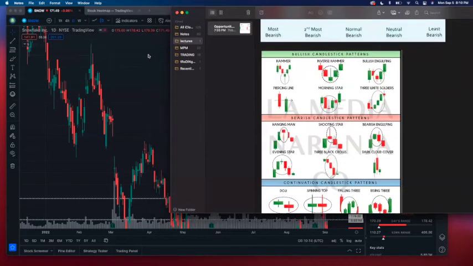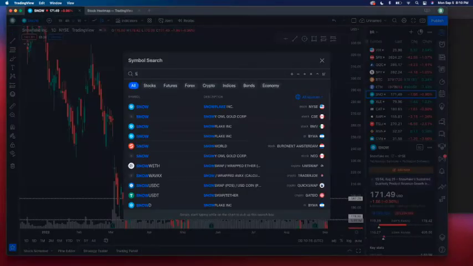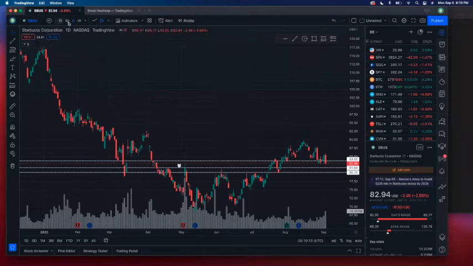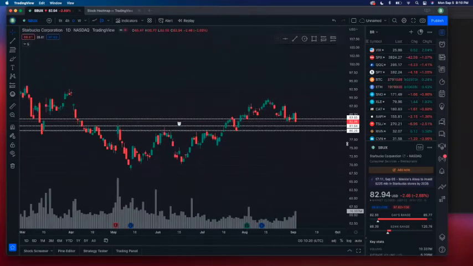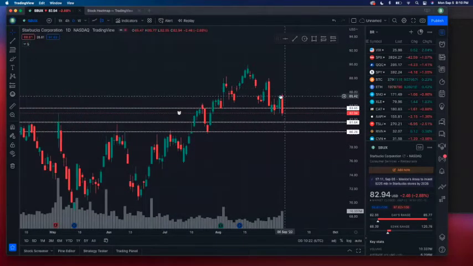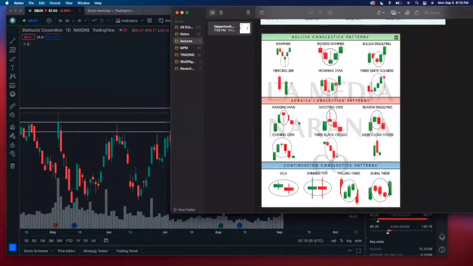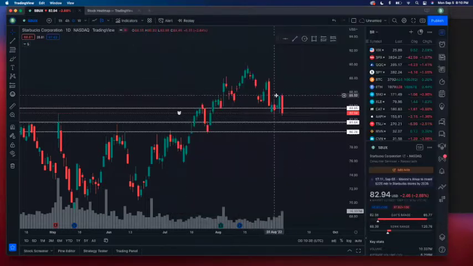For example, one of the reasons I took Starbucks is that this was a bearish engulfing candle. This candle here completely engulfs the other candle. So this is an example of that, basically engulfing the entire previous candle and breaking it down.